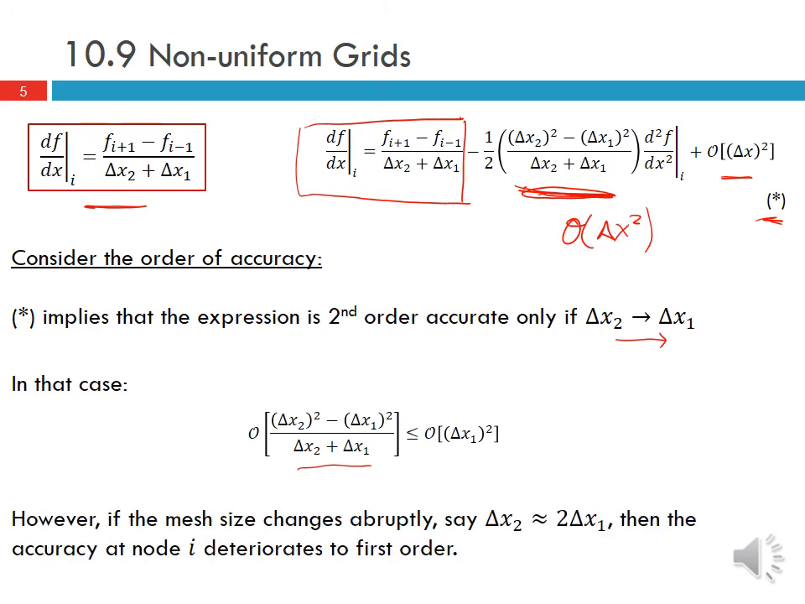However, if the mesh size changes abruptly, so delta x2 is not close to delta x1, say it's 2 times delta x1, then the accuracy at node I deteriorates to first order, because in that case this term is not smaller than this term, and our error term becomes delta x.